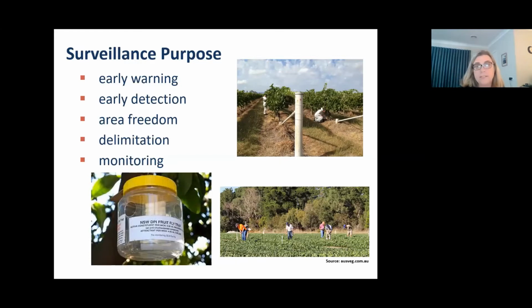So as I've already said, there are a number of reasons you do surveillance. And once you've actually identified what your surveillance is actually going to be, that will actually lock in particular options as far as some of the other factors that you need to consider.